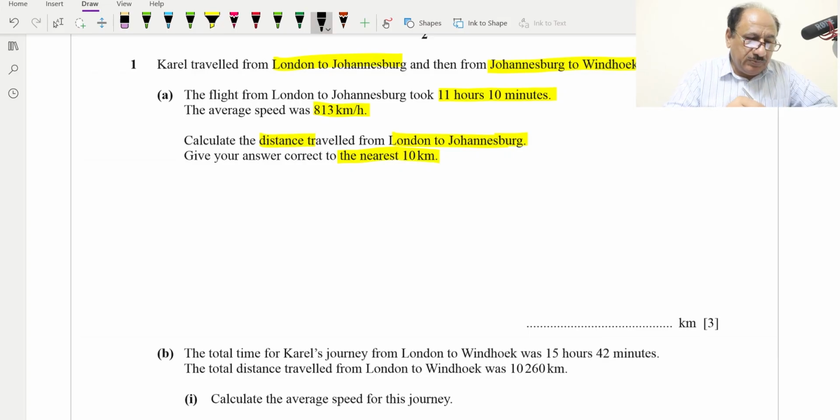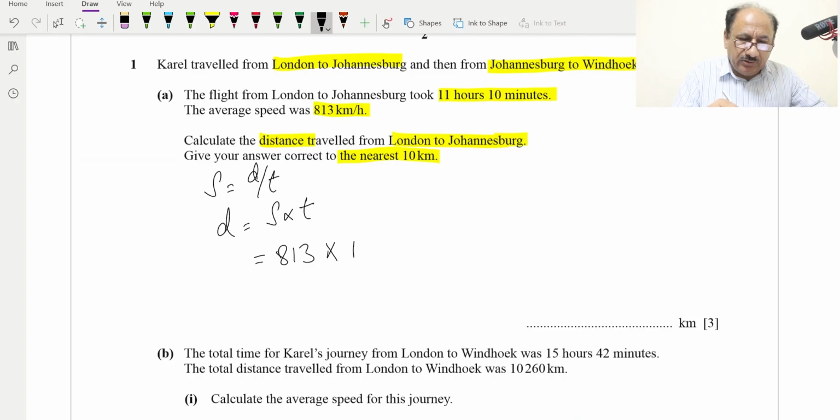So we know speed is equal to distance over time, and we can find distance is equal to speed multiplied by time, and speed is provided, which is 813 kilometers per hour, and this will be multiplied by the time taken, which is 11 hours and 10 minutes. So we can write 11 hours and 10 minutes.